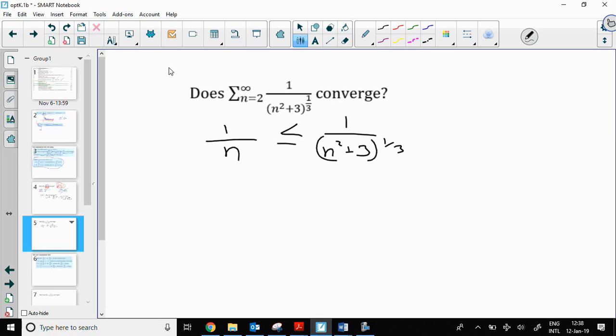So if this inequality is true, then that means that we could rewrite this whole thing as n cubed is going to be greater than or equal to n squared plus 3.